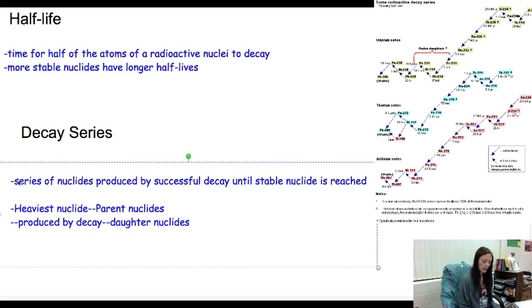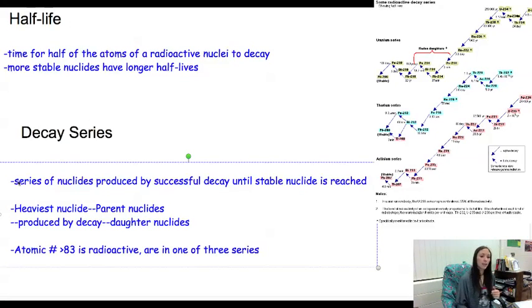Any element that has an atomic number greater than 83 is radioactive, and they are in one of three series. You can see these three series over here on the picture. Notice how you start out in the top one with uranium-238. Then you decay into protactinium-234, then uranium-234, then thorium-230, and it keeps going, all the way to the left where it says lead-206. So that's one decay series.